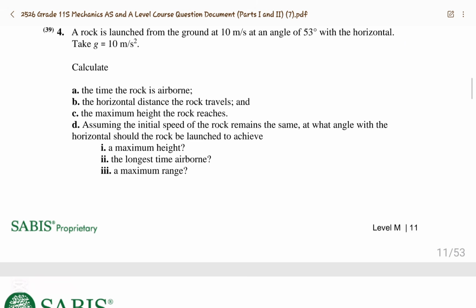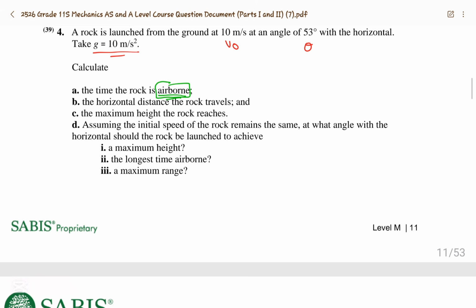It says a rock is launched from the ground at 10 meters per second at an angle of 53 degrees with the horizontal. So this is v0 and this is theta. They gave us g to be 10 meters per second squared. Here they want the time that the rock is airborne. The rock is launched from the ground and then falls all the way to the ground. What do they mean by the time that the rock is airborne? They mean the time that the rock is in the air, from the start, which is 0 seconds, until the end. So they want to find how long it takes for the rock to touch the ground.